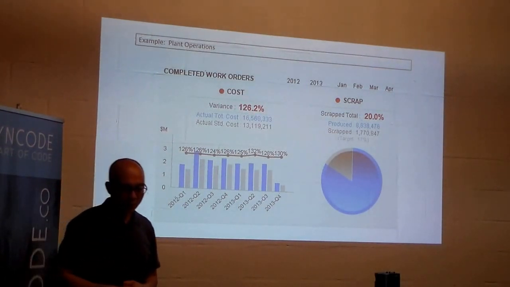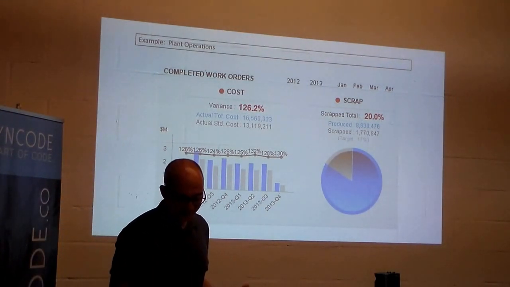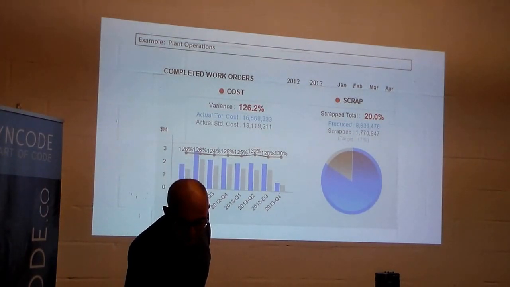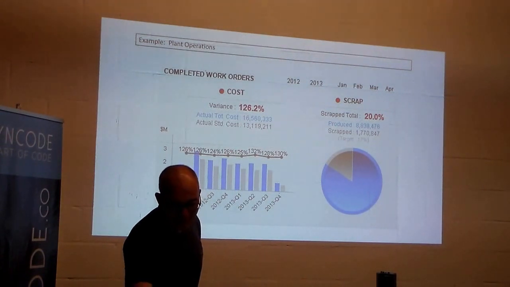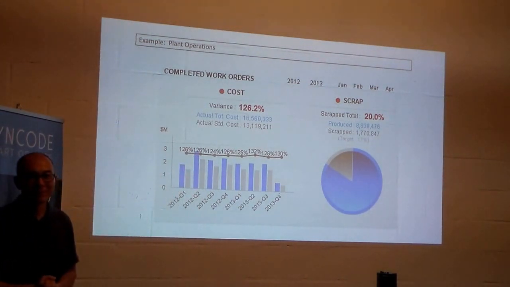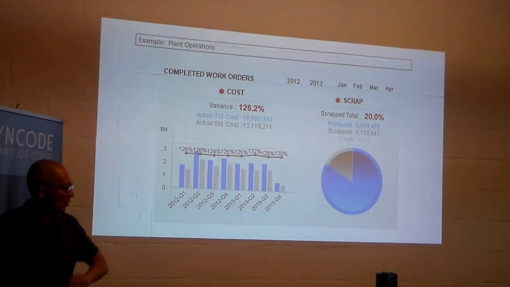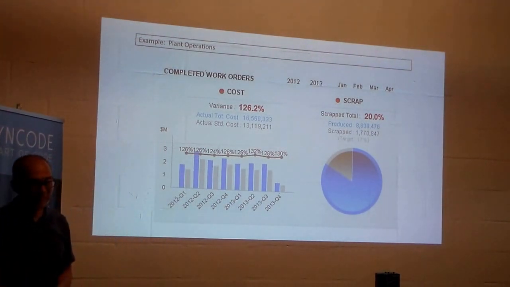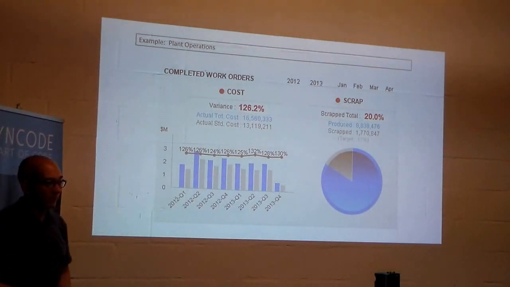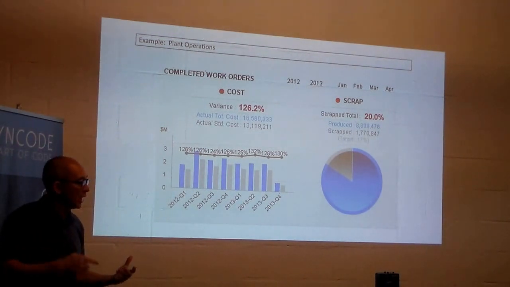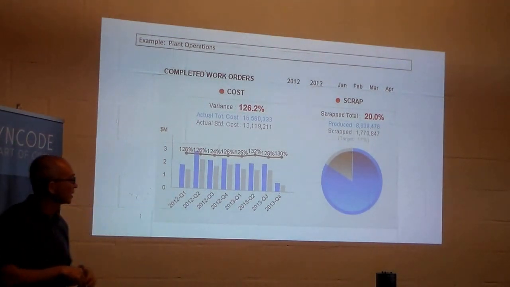So here, wouldn't it be nice? This is a nice graph, right? Nice report. But wouldn't it be nice to be able to click and understand why? What's causing that scrap? I want to answer right now. I don't want to wait. Go back to the BI analyst and say, can you run me another report about this graph? No. I want an answer now. Can I ask the next question and click and get my answer? And I'll show you that in a second.